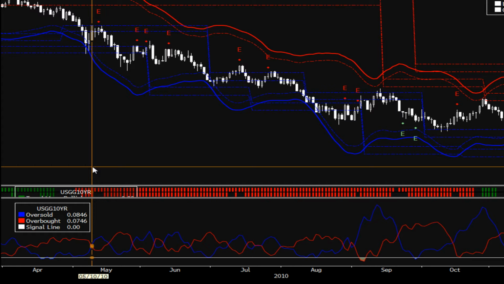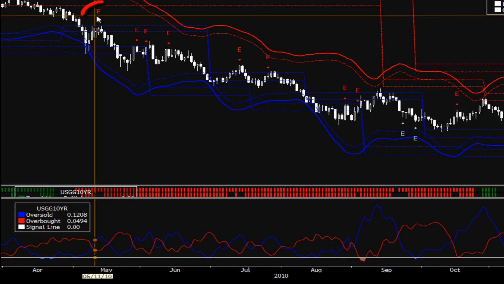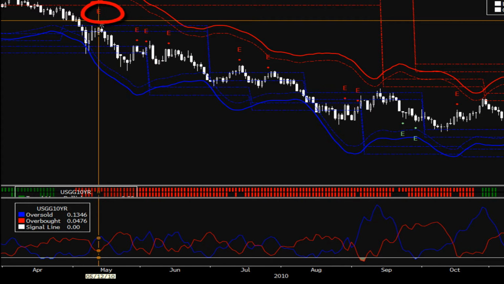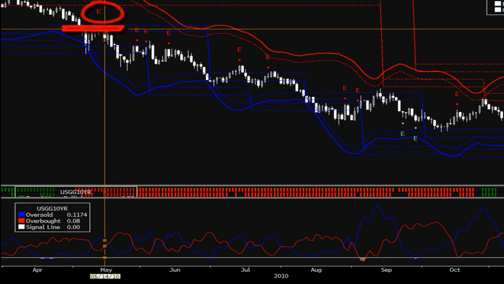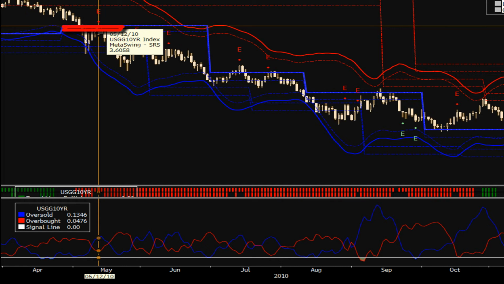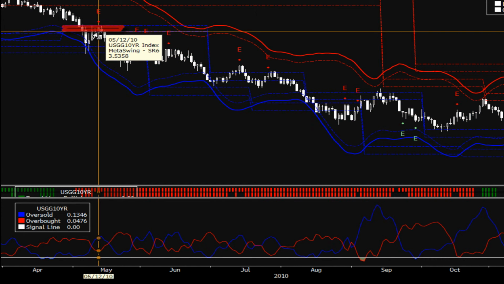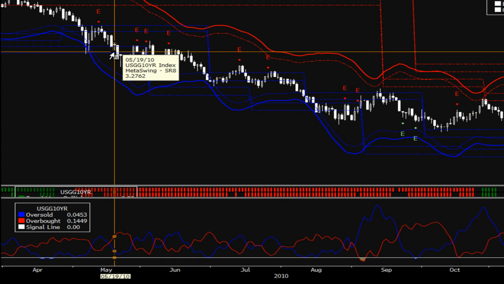Now, it just so happens that the first signal we get from Extremis is an exit long, and this is actually right smack against support and resistance. So we can lean against these 5-6 SR lines and take a short, and it worked out pretty well.